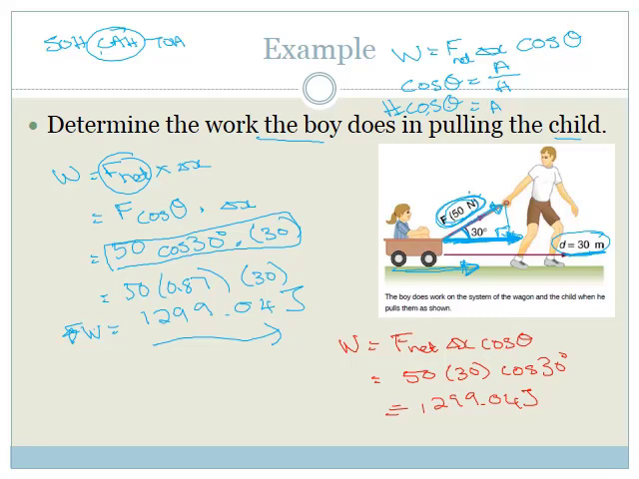So in this question, which is very basic, you don't have to think at all now that you understand where this cos theta is coming from.